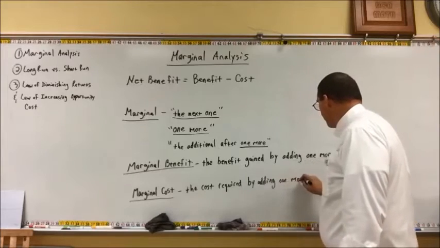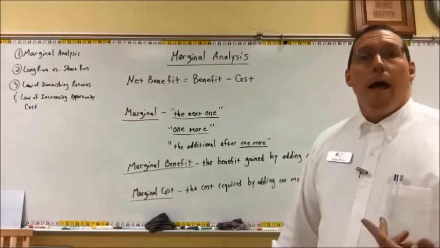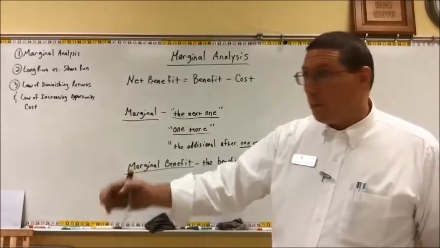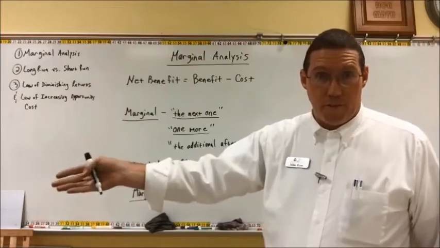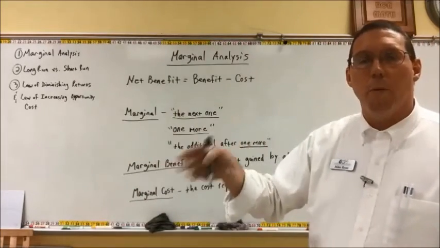Now, businesses have to make this decision too. They have to decide, well, hey, how many are we going to make? Are we going to make 30 of them? Are we going to make 40 of them or 50 of them? But they're going to make the decision based on each additional one. Well, yeah, it makes sense.